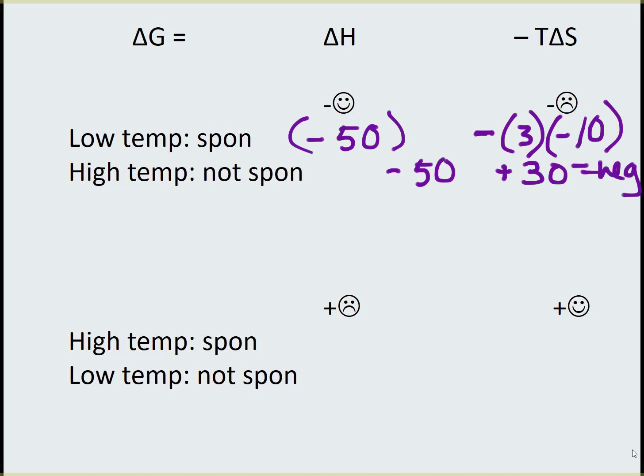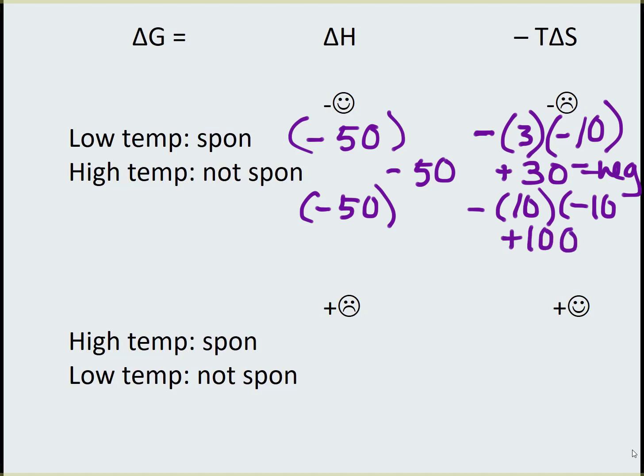Okay, let's see what happens if I raise the temperature. So I'm just going to raise it to 10. So I'm going to get a positive 100. So now I'm going to get a non-spontaneous because it's positive. So you can kind of work it out and see that as long as the temperature is kept low, then it will stay spontaneous. It'll stay negative.